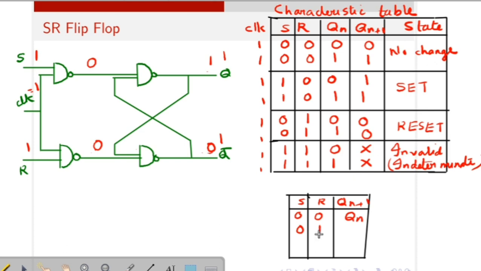Then S is equal to 0 and R is equal to 1 means reset. That means the output is 0 irrespective of the present state. Next state is always 0. Then 1 0, when S is equal to 1 and R is equal to 0, next state is always 1. It does not depend upon the previous state. Whatever may be the previous state, next state is always 1, that is set. Then 1 1, it is invalid. So this is the truth table or the function table of the SR flip-flop.